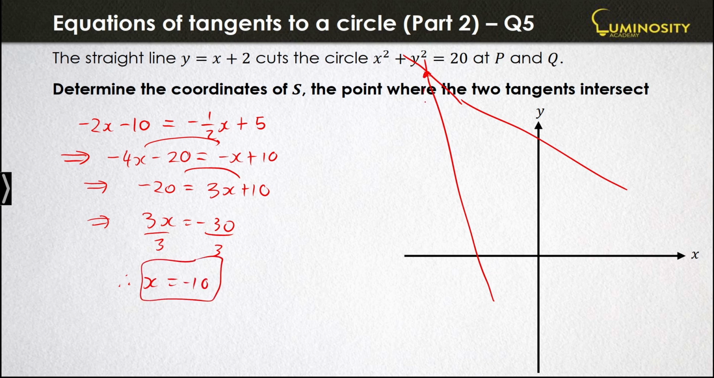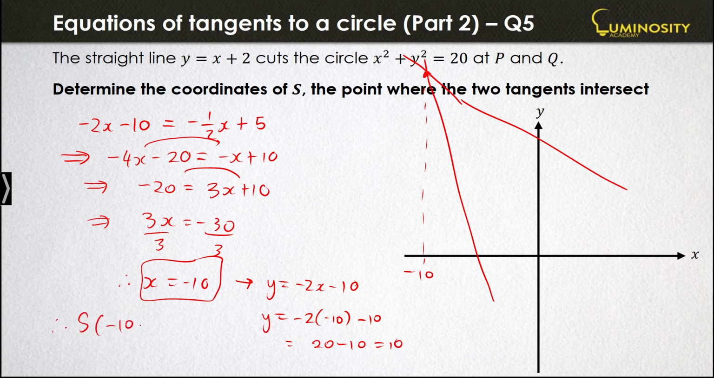So at x equals negative 10, which makes sense here on the x-axis, I substitute it back into one of the equations. I'll substitute it into y equals negative 2x minus 10, or you can put it into the other line and you'll get the same answer. Negative 2 times negative 10 minus 10 is positive 20 minus 10, which is 10. Therefore, the point S is given by the coordinate negative 10, 10, and that is the point of intersection between those two tangent lines.